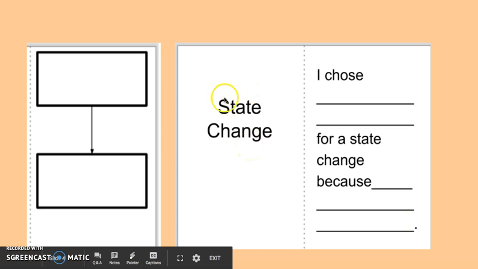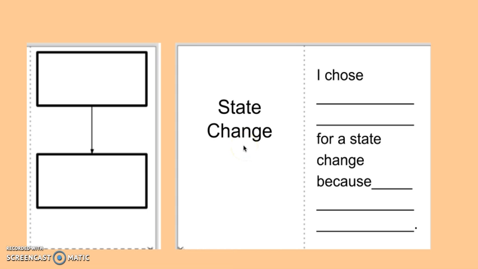All right, students, now you need to think of something different for a state change. What could you think of that either melts or freezes or evaporates? Press pause and find something new to draw and write about.